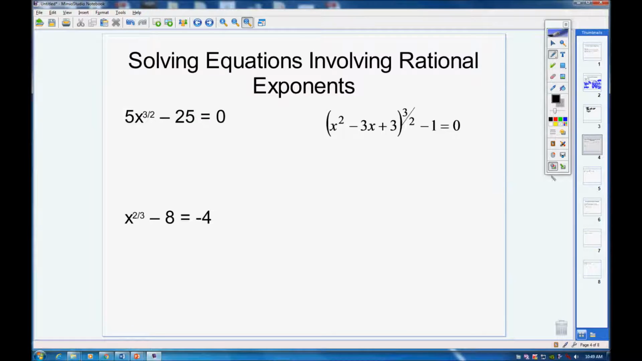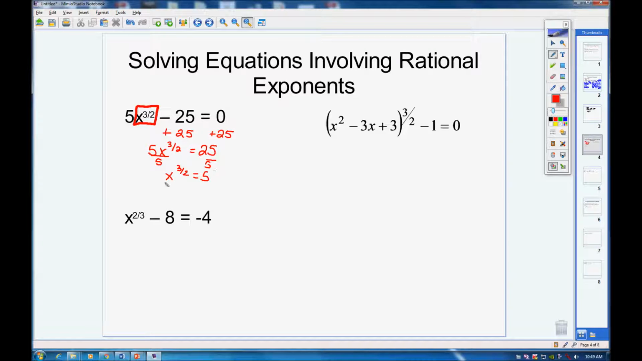Okay, so here the thing with that rational exponent is right there. And what we really need to do is treat this a little bit like the square root method and get this thing by itself. So to do that, I'm going to add 25 to both sides. That's going to give me 5x to the 3/2 equals 25. Now I'm going to divide by 5. And that gives me x to the 3/2 equals 5.